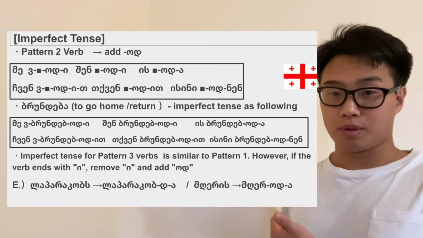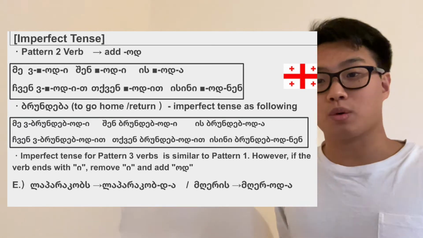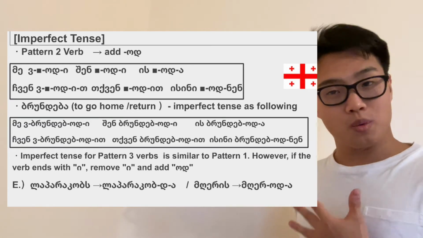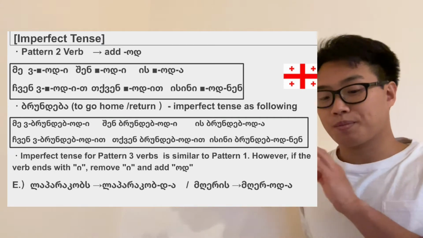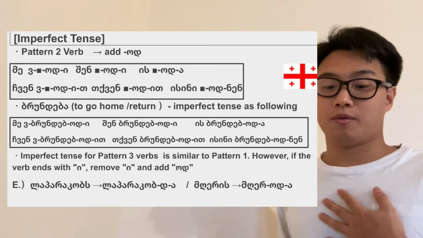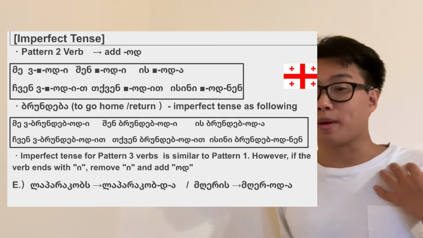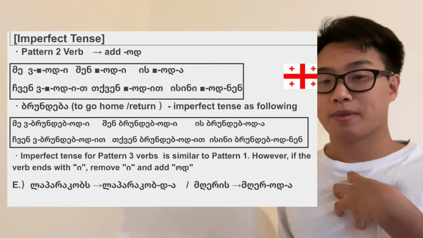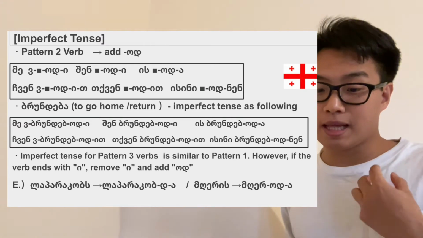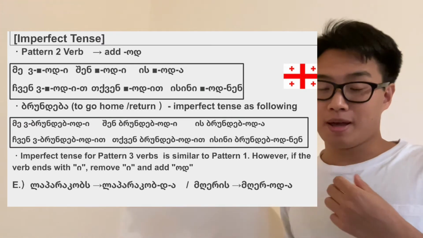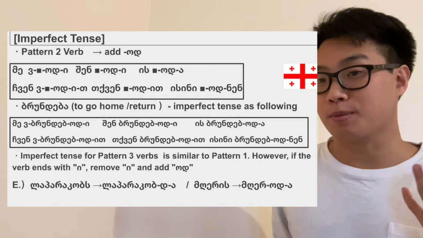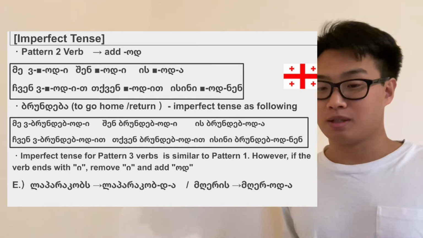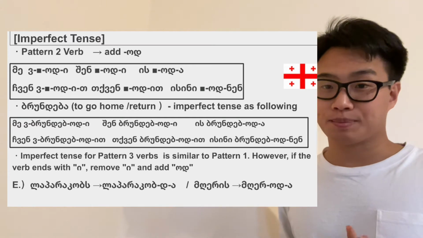Actual verb brundeba, it means to go back or to return, right? How can we make the imperfect tense, the past progressive tense, from this one? It's very easy. For example, if you want to say I was going back, me brundebodi, me brundebodi. I was returning or I was going back.